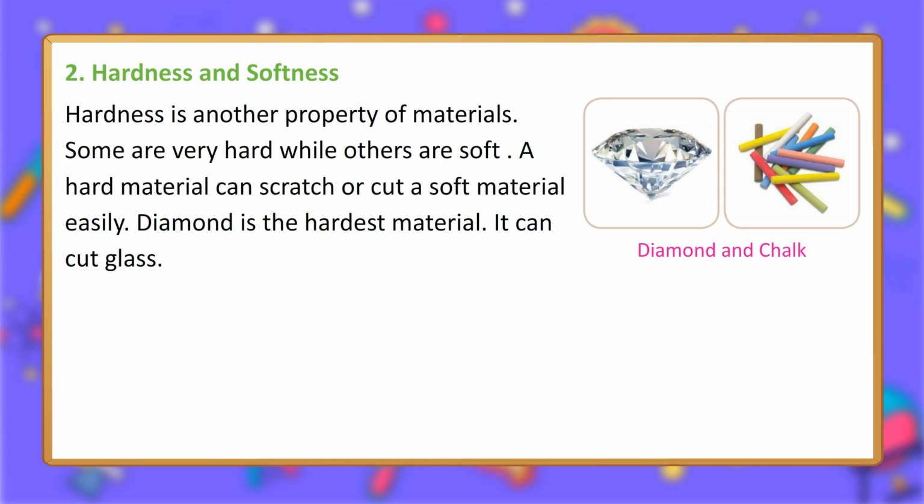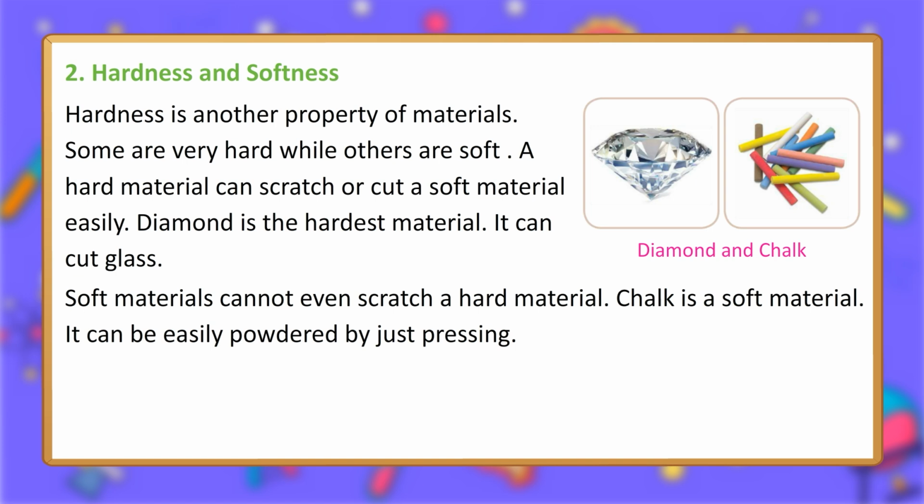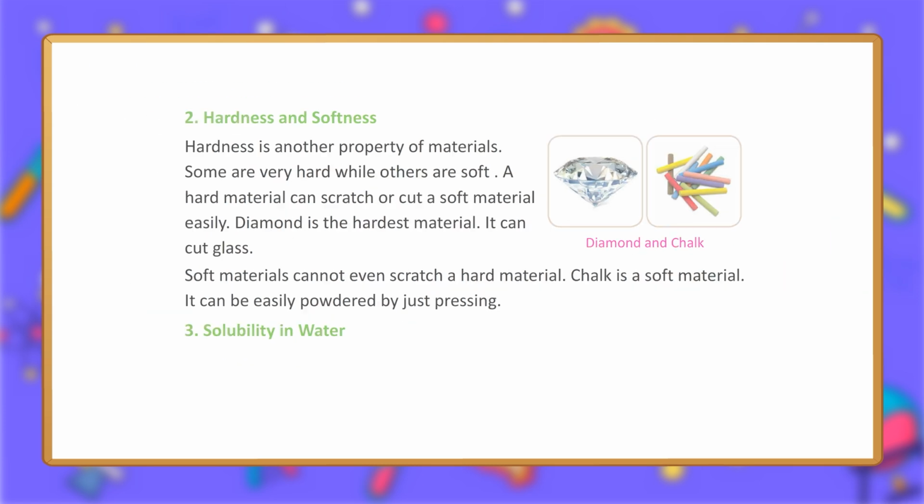Diamond is the hardest material. It can cut glass. Soft materials cannot even scratch a hard material. Chalk is a soft material. It can be easily powdered by just pressing. Diamond and chalk. 3. Solubility in water.